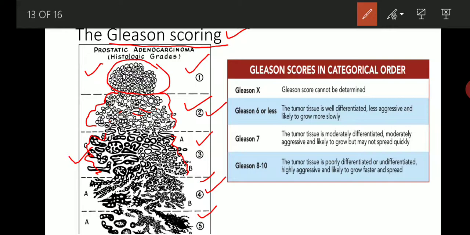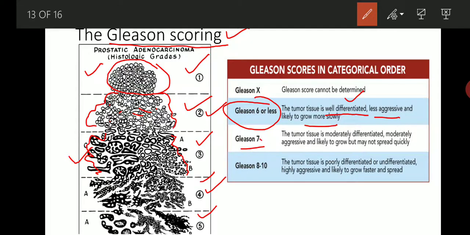So the primary score and the secondary score both are added to get the final score, and based on that the prognosis of the patient depends. If the final Gleason score is 6 or less, then the tumor is said to be well differentiated. That means it's a less aggressive tumor and it is expected to grow slowly.